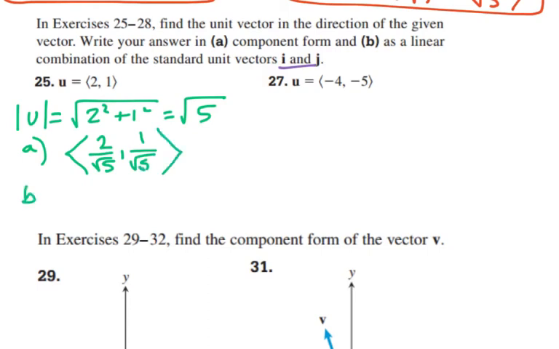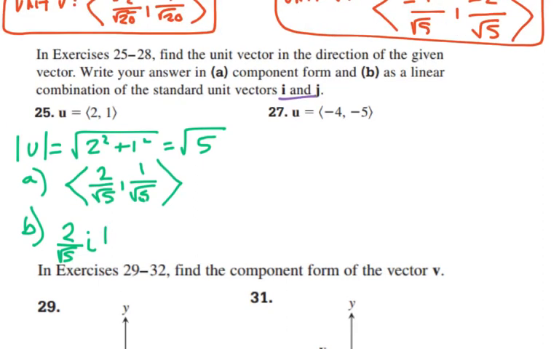And then the linear combination of the standard unit vector idea is just going to be those same numbers next to an I and a J. So 2 over square root of 5 I, and then plus 1 over square root of 5 J. And I guess you could get a decimal or you could rationalize the denominator, but that is not the main point here.